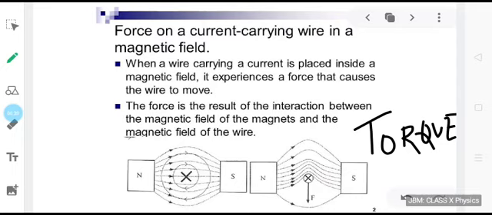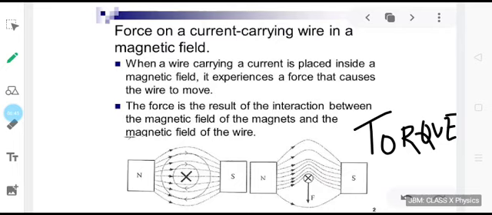Now, don't be confused. Torque is actually the rotational analog of force. Whenever the movement is a rotational one, whenever rotational motion is taking place, instead of using the word force, we make use of this word torque.